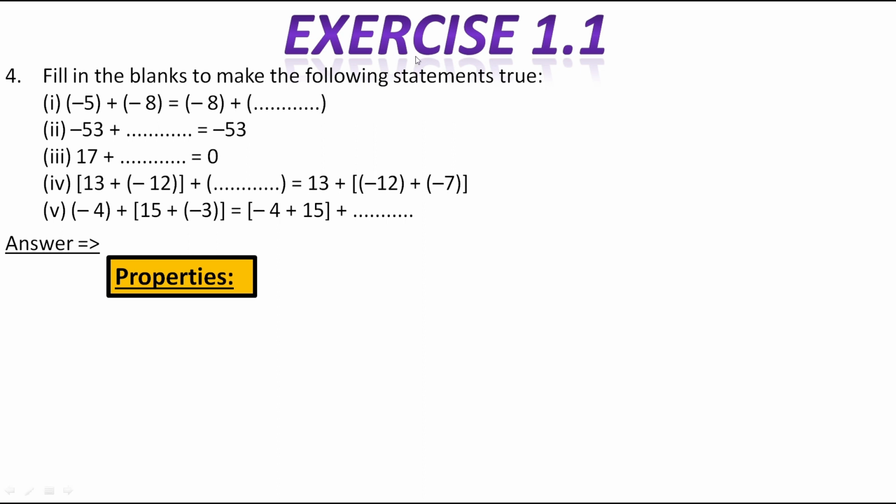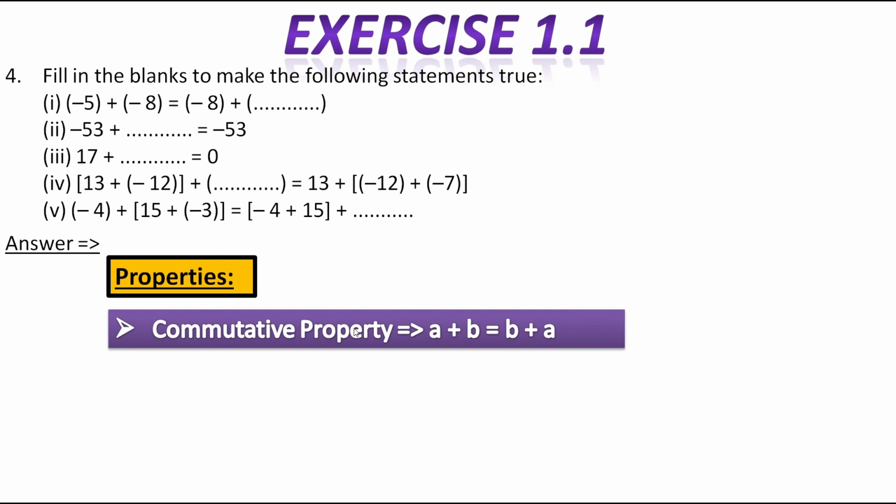So here in the first statement they have used the commutative property. Commutative property says that even if we change the place of the integers, we will get the same answer. See here, -5 is written first and then -8, but here -8 is there first and the second should be -5 only because of this rule. See here, a plus b is equal to b plus a. That is the commutative property.